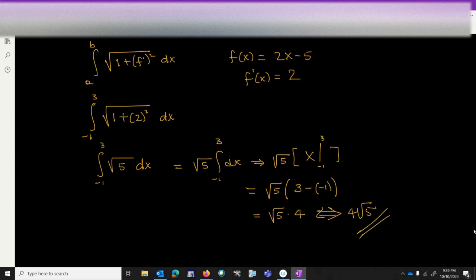So 4 root 5 is the length of the arc. Length of the arc.